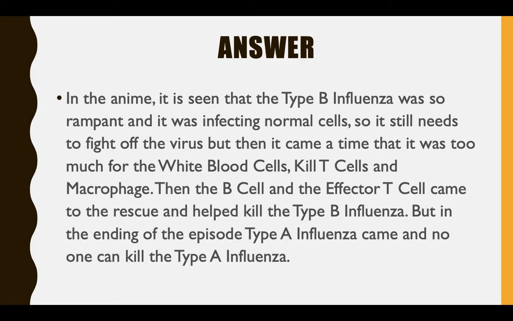So in the anime, it is seen that the type B influenza was so rampant, so violent that it was infecting normal cells. So it still needs to fight off the virus, but then there came a time that it was too much for the white blood cells, killer T cells, and macrophage. But hold on, because the B cell and the effector T cell came to the rescue and helped kill the type B influenza. But in the ending of the episode, type A influenza came and no one can kill the type A influenza. Like, he is so strong.